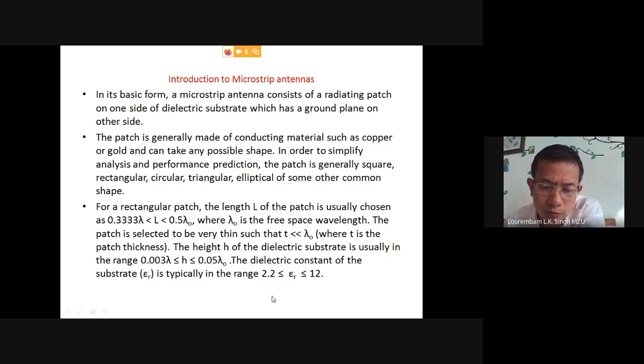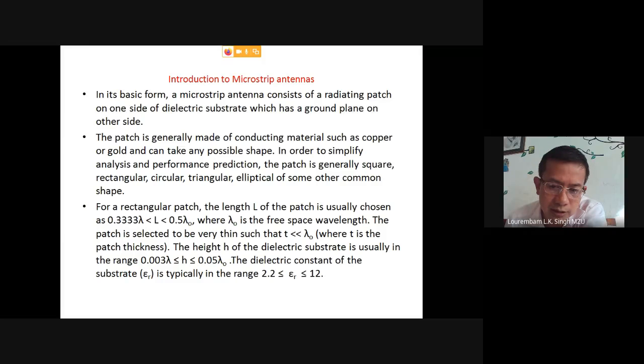I myself also work with air dielectric. We have published some papers with air dielectric also, and this is just a typical range. We can change it up to some other range, and other dielectric constants, high-K dielectrics and so on, can also be used for different applications from time to time.